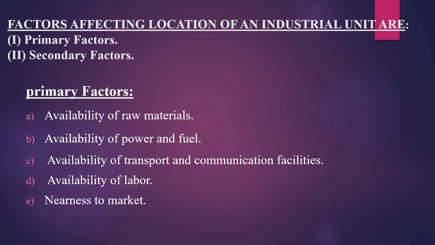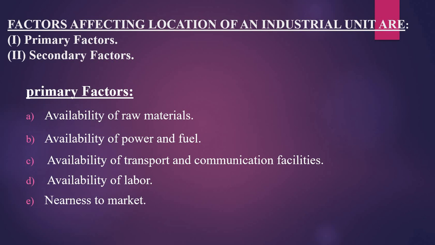Next is factors affecting location of an industrial unit. Okay, so the factors which affect selecting an industrial location will be classified into two categories. One is primary factors, second one is secondary factors. First we will see what are the primary factors affecting an industrial location.